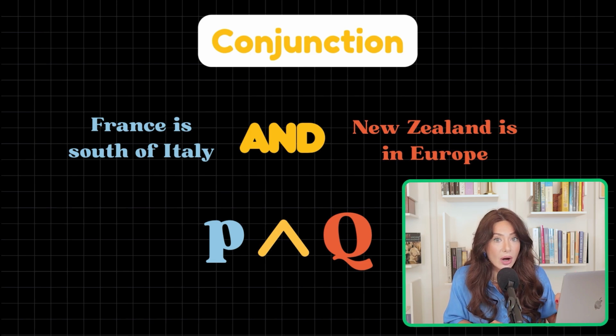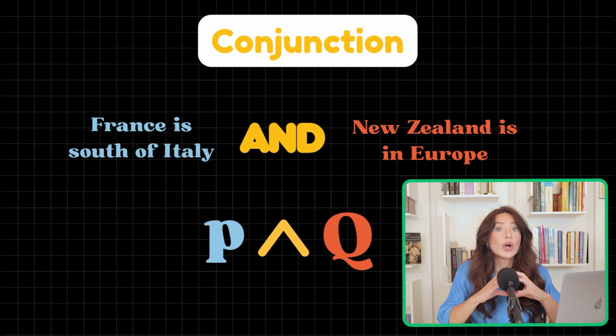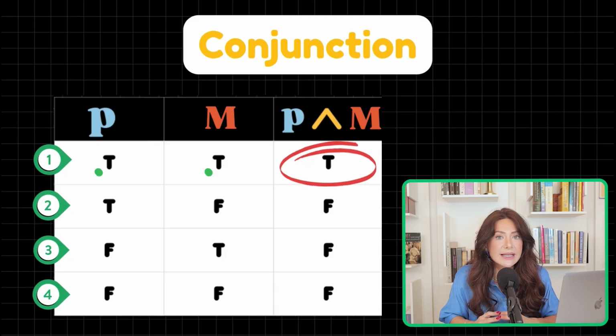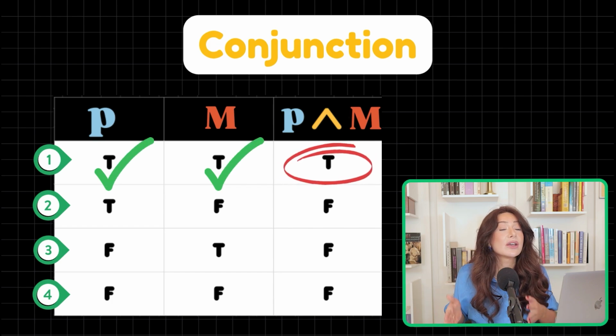Both of these are statements, propositions, because France is south of Italy can either be true or false, and New Zealand is in Europe is either true or false. It is either in Europe or it's not in Europe, right? So it's a statement, it's a proposition. For you to form a conjunction, you need at least 2 conjuncts. The first conjunct is France is south of Italy. To decide if the whole conjunction is true or false, you need to think about whether both conjuncts are true. That's the only time when a conjunction is true.